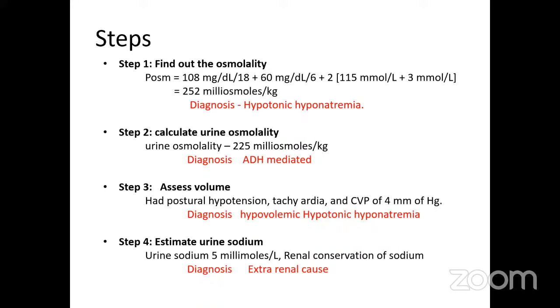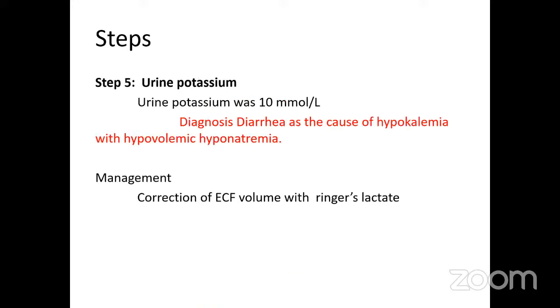Next step would be to estimate the urine sodium. So urine sodium was less than 5. That means the kidneys are conserving sodium. So the kidney is not the culprit for wasting sodium. The sodium is lost through some other source. So it's an extrarenal cause for hyponatremia. Check the urine potassium. That was also low. So this patient had diarrhea as a cause of hypokalemia with hypovolemic hyponatremia.